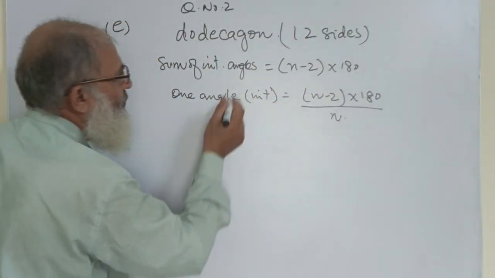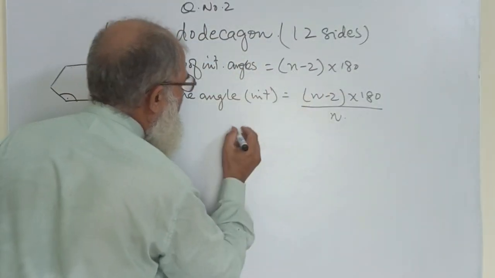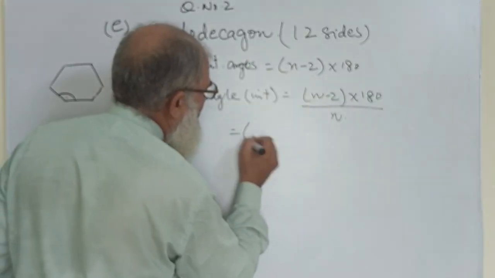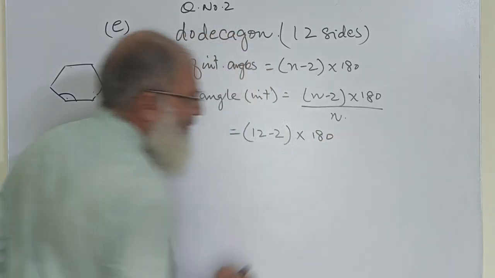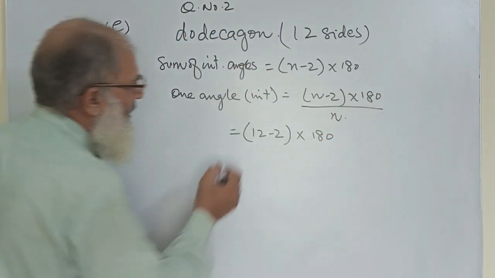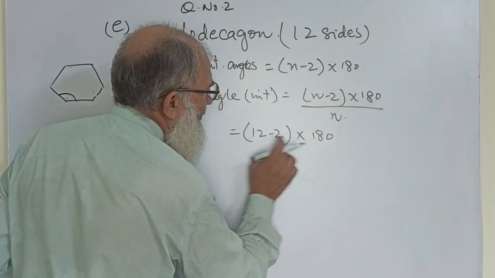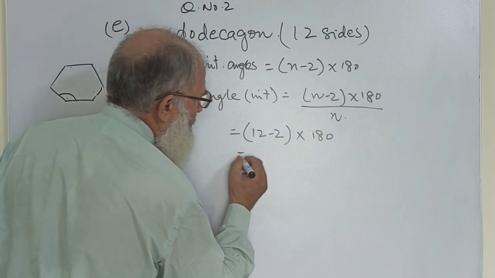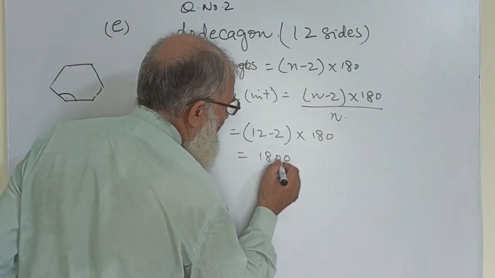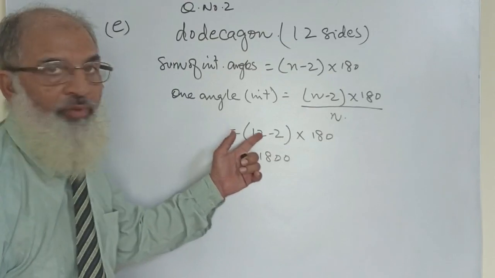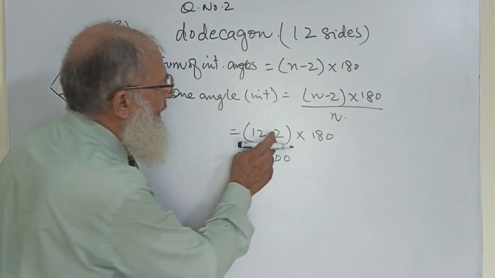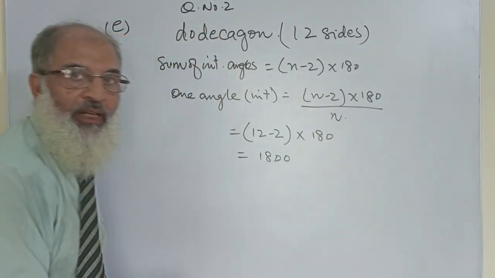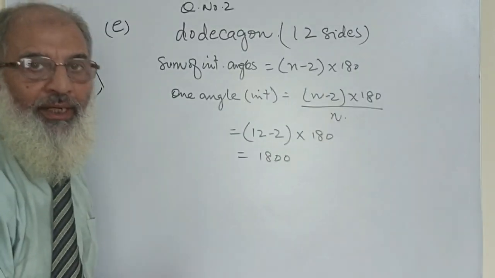So let us start it from here. So it is 12 minus 2 multiplied by 180, it is equal to 10 multiplied by 180, that will be equal to 1800. How is it 1800? 12 minus 2 is equal to 10, and 10 multiplied by 180 is equal to 1800.